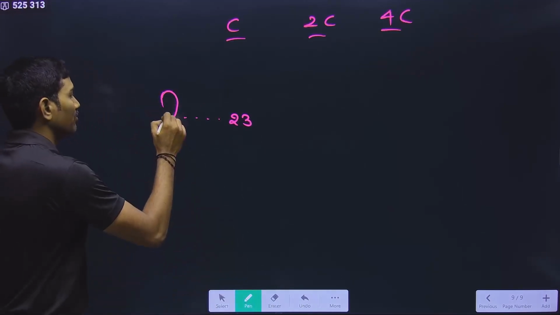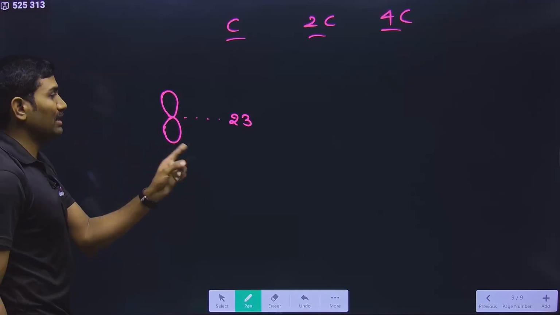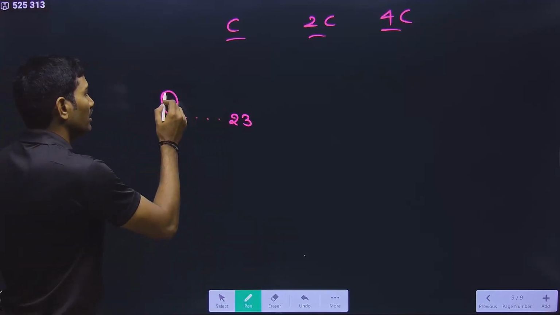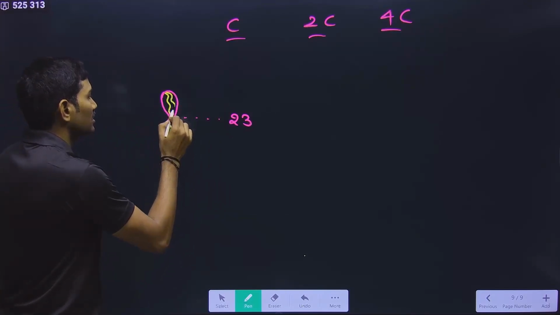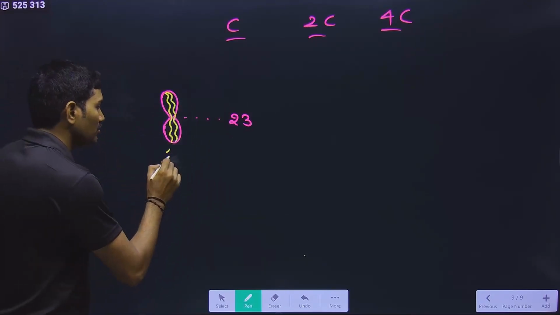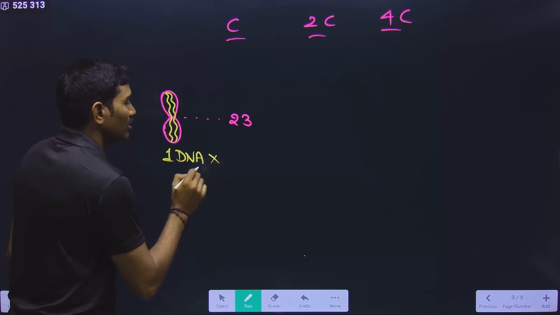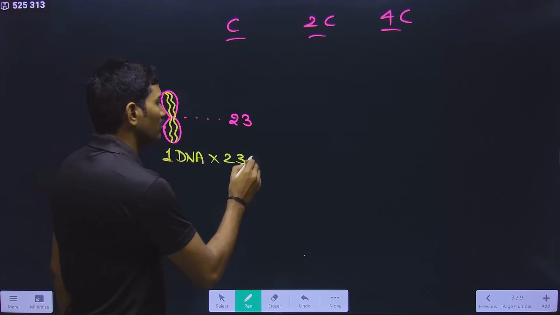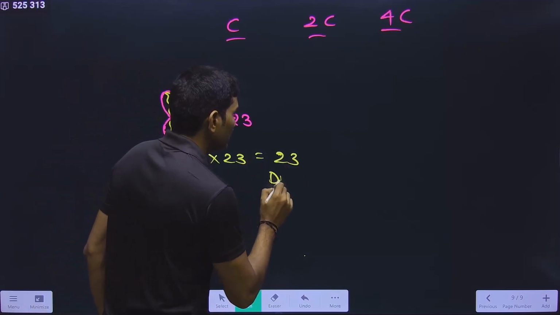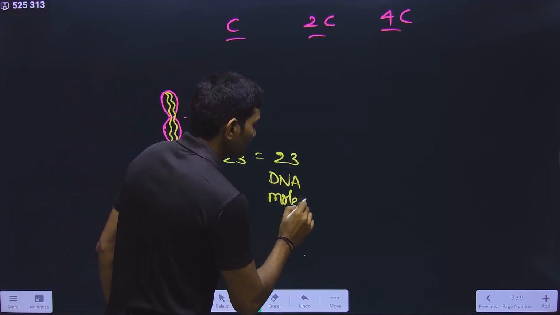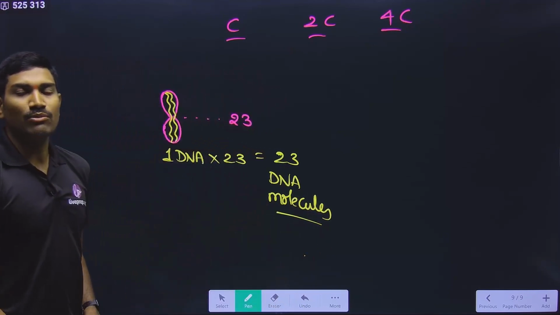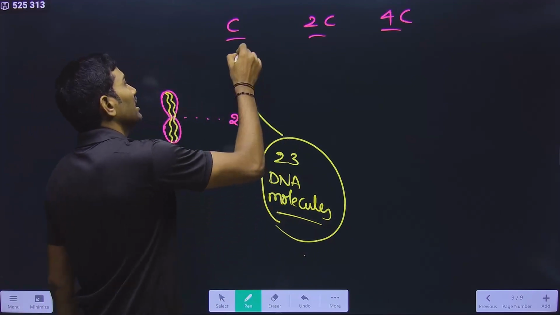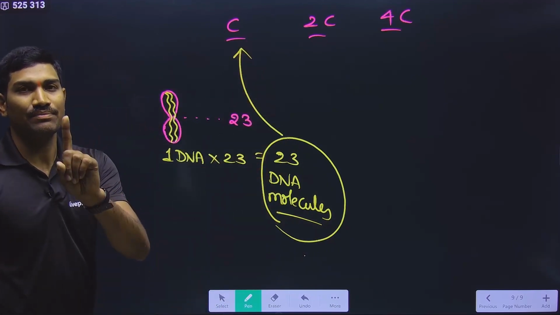Now let us see. Observe carefully here. This is one chromosome. Like this, how many chromosomes? 23 chromosomes are present. And in each chromosome, one double-stranded DNA is there. This is one double-stranded DNA. Yes or no? This is one DNA molecule. Like this, 23 chromosomes. So in total, how many DNA molecules? 23 DNA molecules. So in the case of human, if 23 DNA molecules are present, that is 1C.